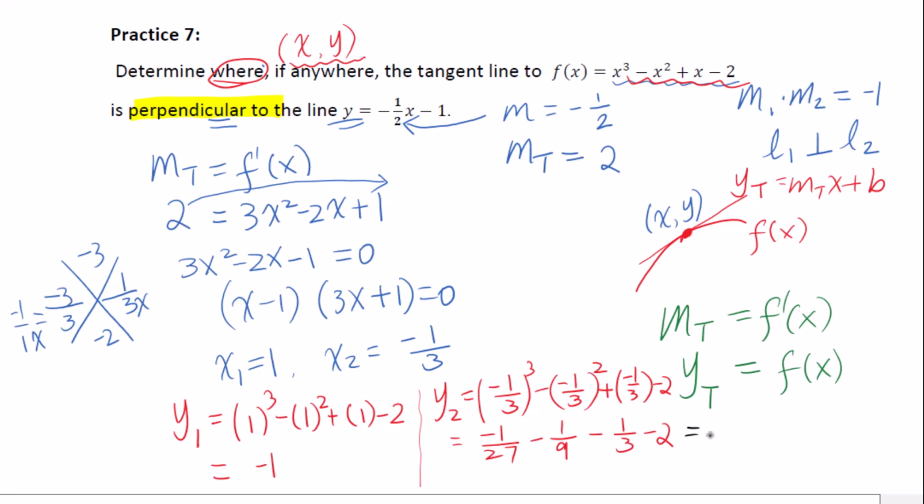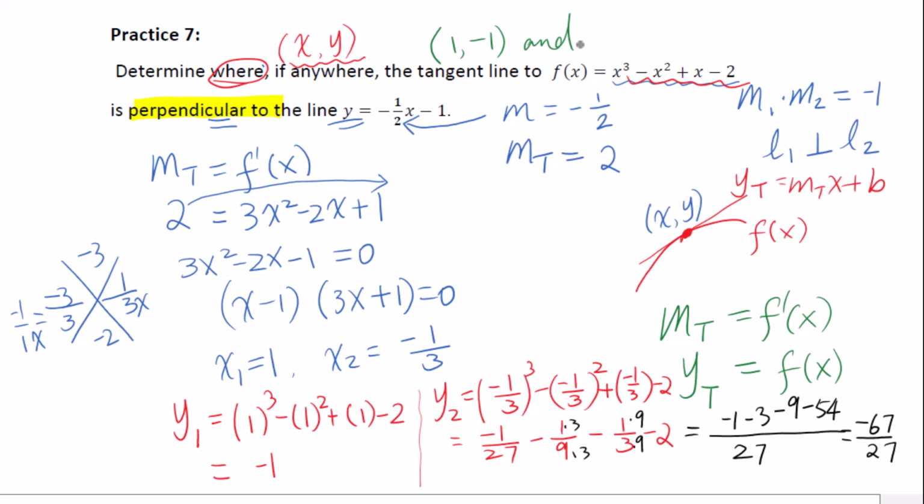Let's get the same denominator, 27. So negative 1. This is multiplied by 3, so we get minus 3. Multiply by 9, minus 9. Then for these two, minus 54. That equals negative 67 over 27. So the final answer will be 1, negative 1, and negative 1 over 3, negative 67 over 27.